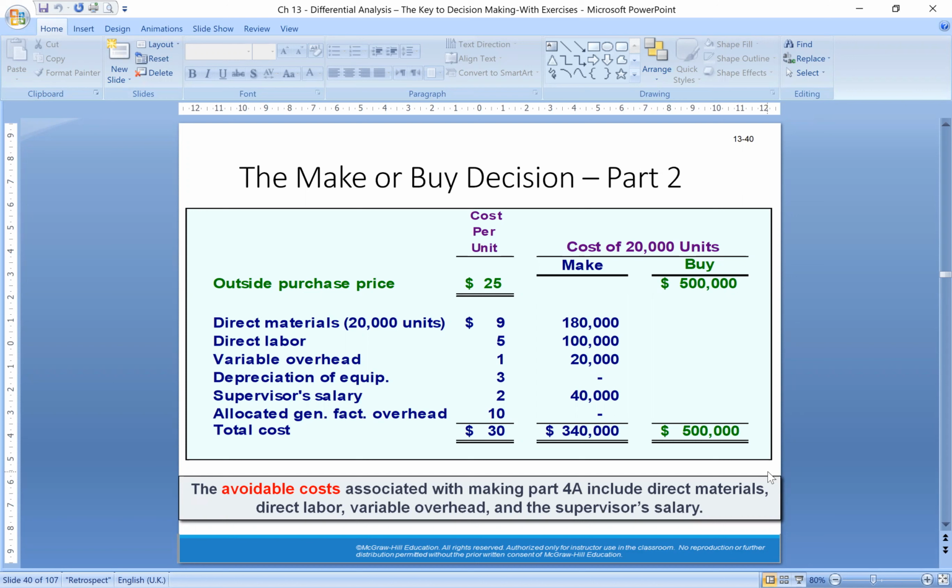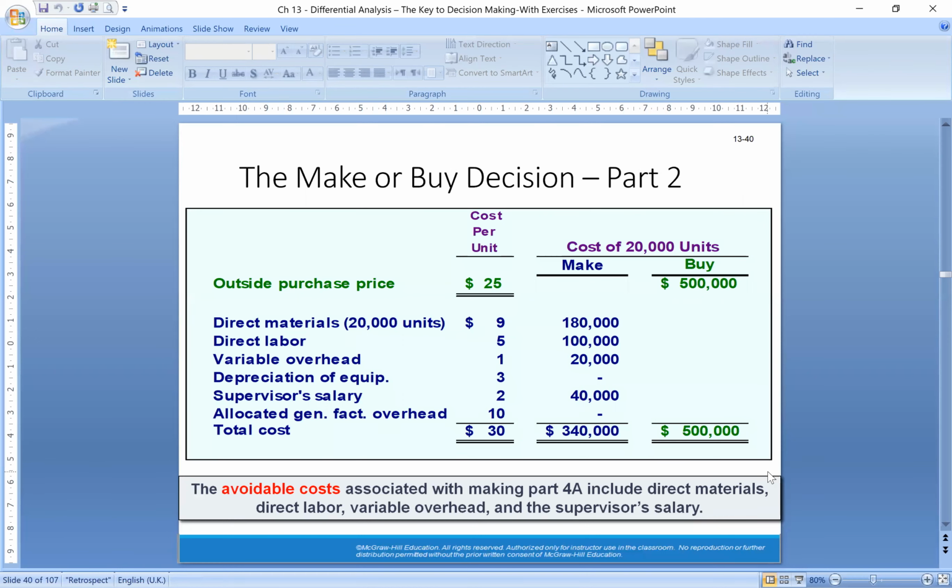For the depreciation, we will exclude it from our decision. Why again? Because we have to pay it whether we buy or make. So this will be excluded from our decision. The supervisor salary can be avoided, $2, so $40,000. The allocated general factory overhead cannot be avoided, which is irrelevant, and we have to exclude it from our decision. Now, the making cost for the 20,000 units can be $340,000.